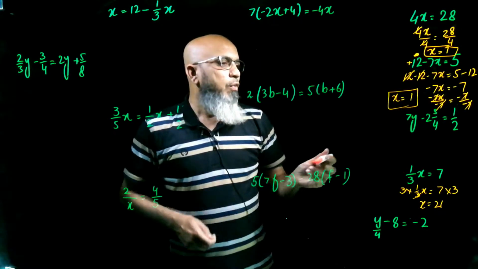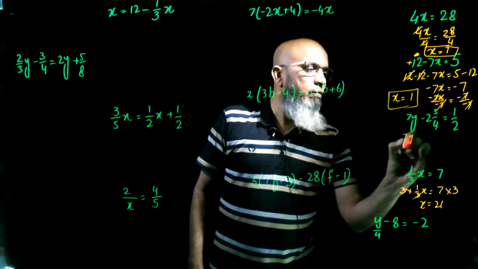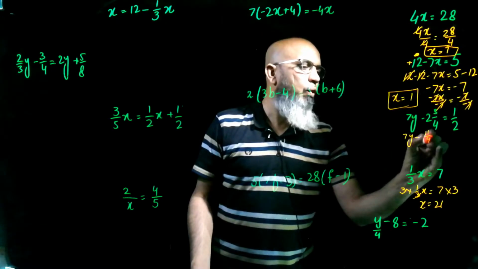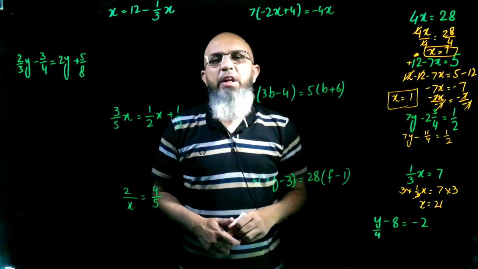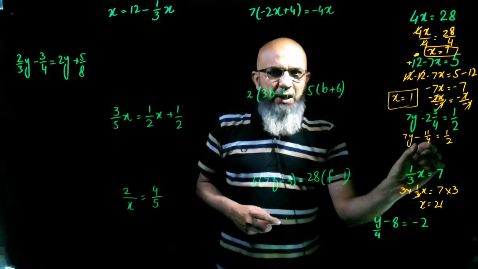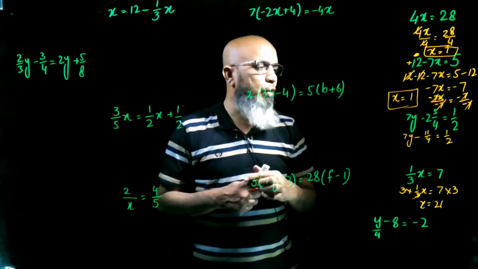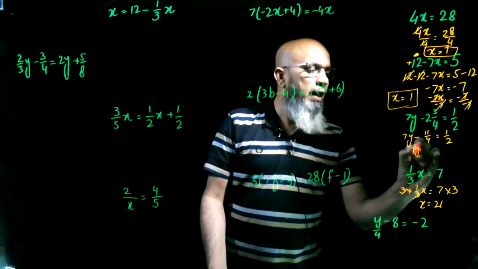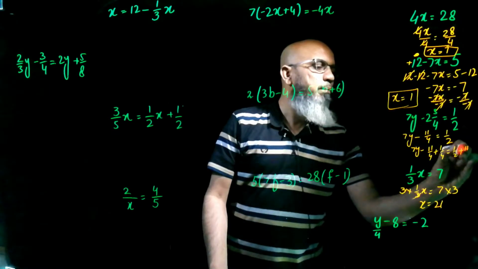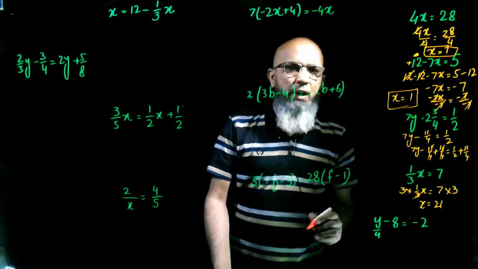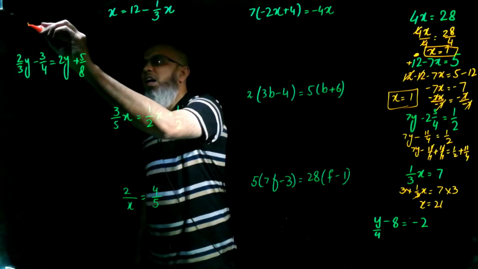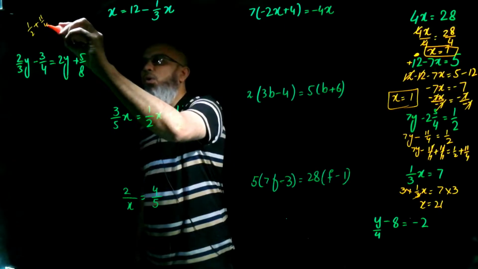So come here, first change this into an improper fraction. 7y, 4 twos are 8, 8 plus 3, that is 11 over 4, is equal to 1 over 2. So now what we have to do first is add, because here we have minus 11 over 4, so we will add 11 over 4 on both sides. So what we get? 7y minus 11 over 4 plus 11 over 4 is equal to 1 over 2 plus 11 over 4. Here it cancels. So 1 over 2 plus 11 over 4.